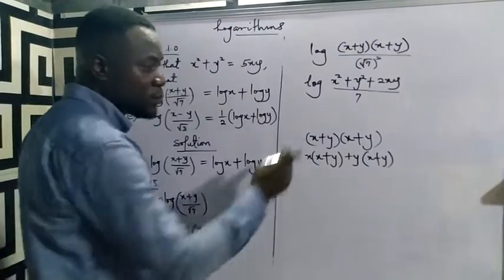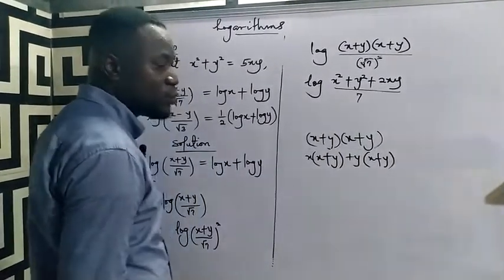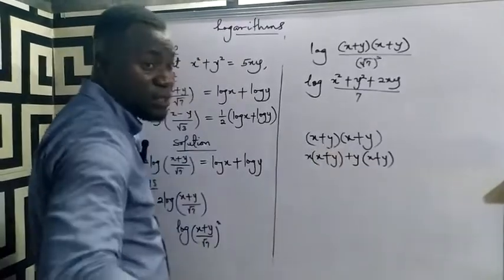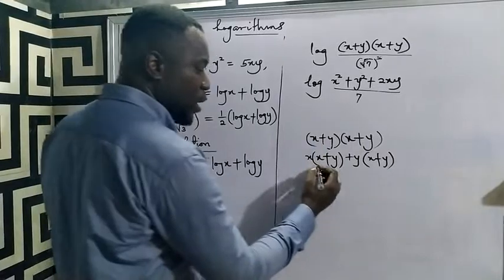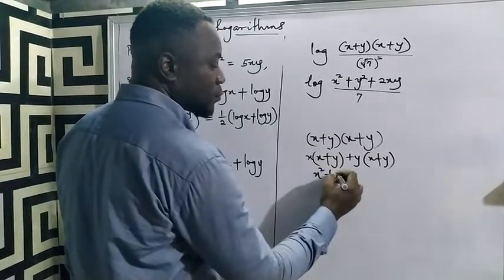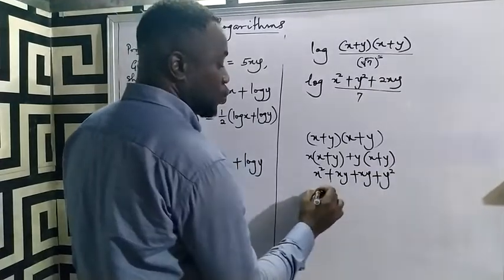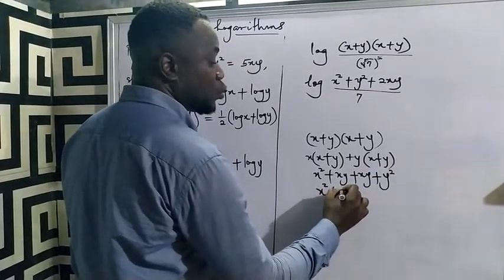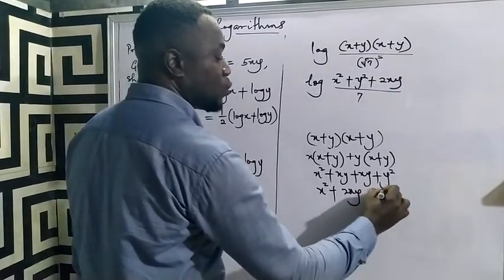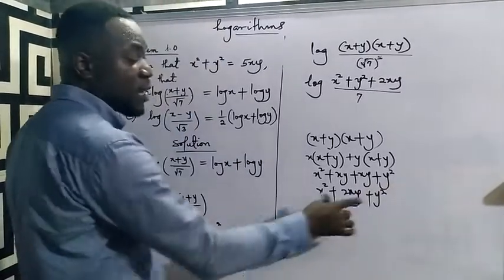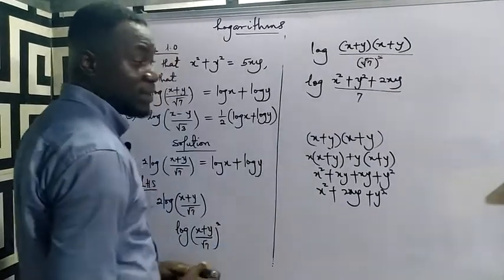There are other methods: x times x, x times y, y times x, y times y. Good. This one is just a bit more explanatory, preventing you from making mistakes. So now you have x squared plus xy plus xy plus y squared. So you have x squared plus 2xy plus y squared. Hope you know that. So that's how I obtained this numerator, expanding this. Do you understand?